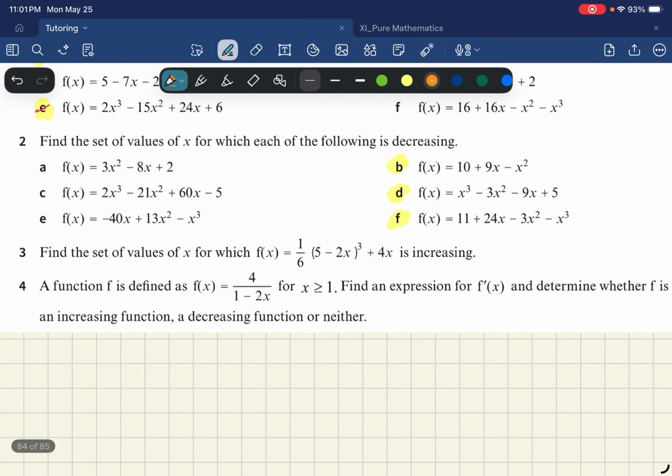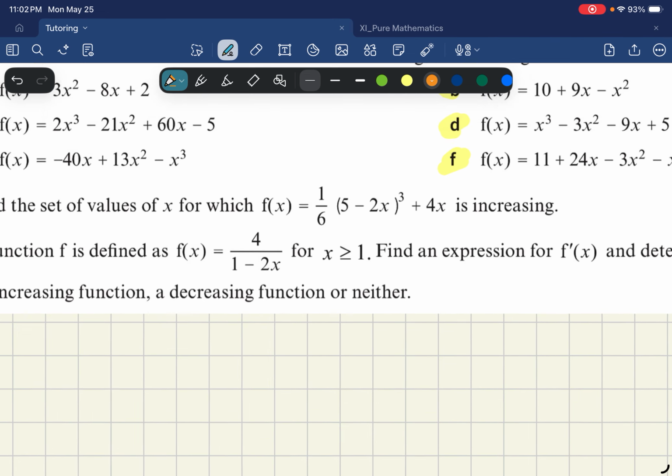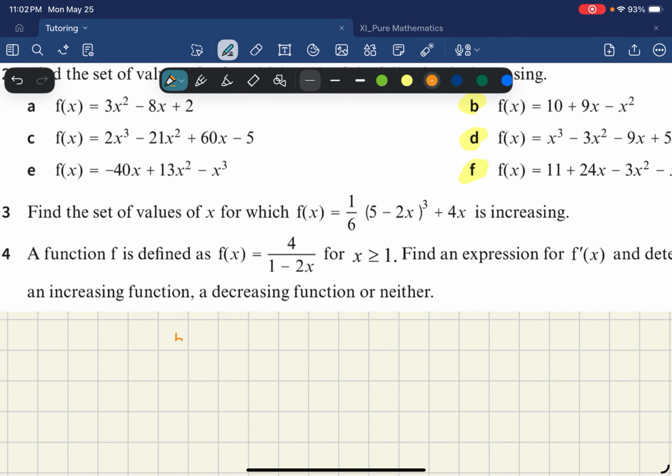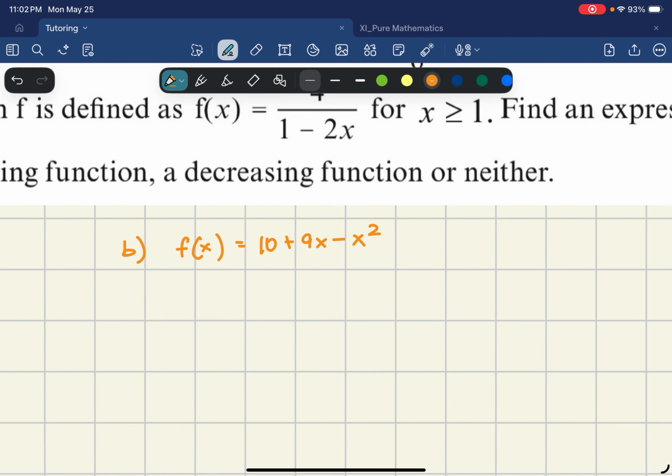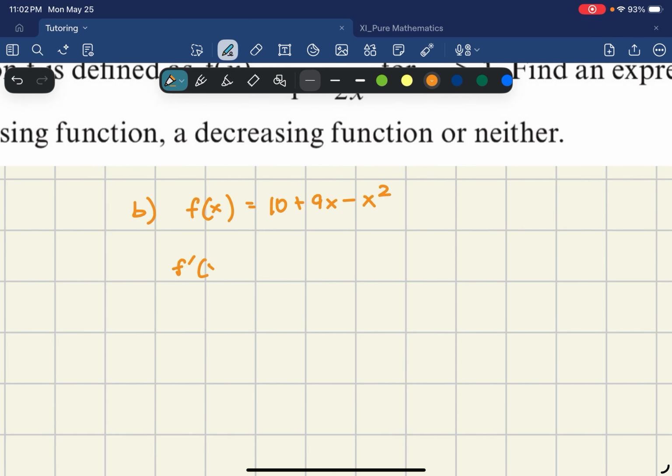Find the set of values of x for which each of the following is decreasing. Alright. So f of x, 10 plus 9x minus x squared. Decreasing means f dash of x is less than 0. That is something we have to remember. So f dash of x is going to be 9 minus 2x. If you differentiate this, you're going to get this.